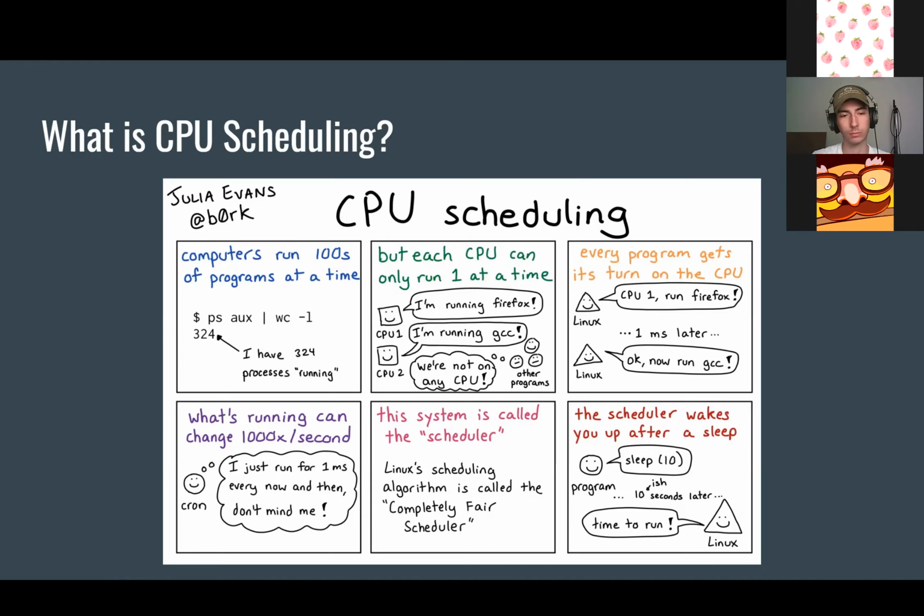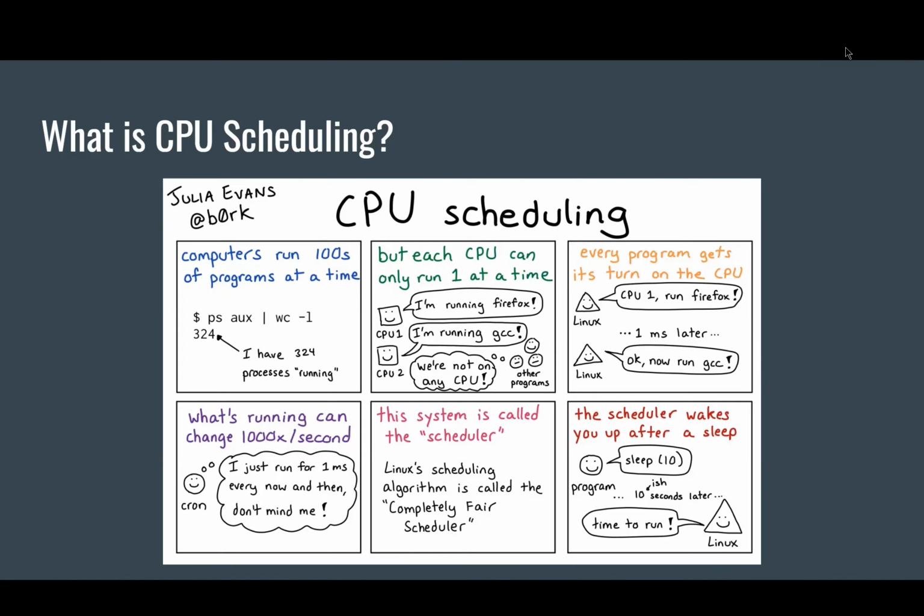So what is CPU scheduling? Computers run a lot of things at the same time, but every CPU can only run one thing at a time. Every program then has to have its turn on the CPU, and what's running on the CPU changes really fast. The system uses what's called a scheduler to figure out what program gets its turn on the CPU at what time. The scheduler will wake up and put to sleep programs based on which one's turn it is.